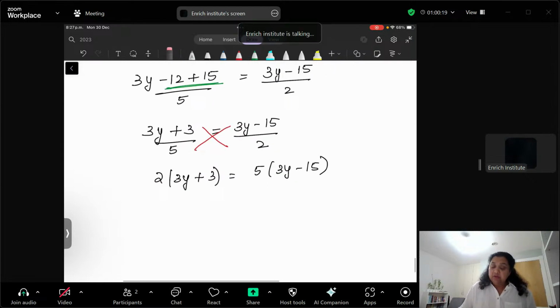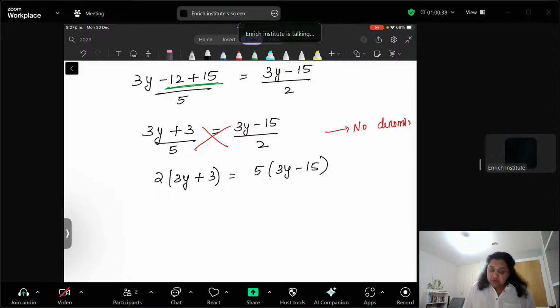Whenever you have two fractions on opposite sides, you don't need a denominator. You can just cross multiply and leave it like that. Okay, remember, whenever there are two fractions, no remainder. No denominator.